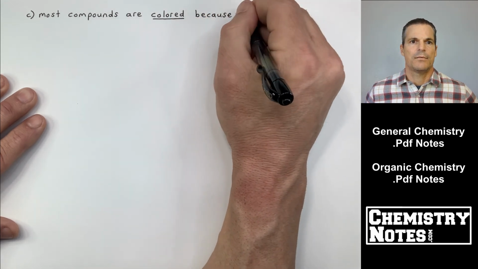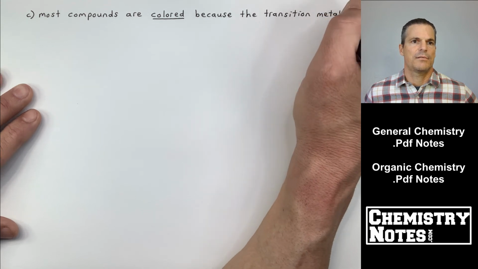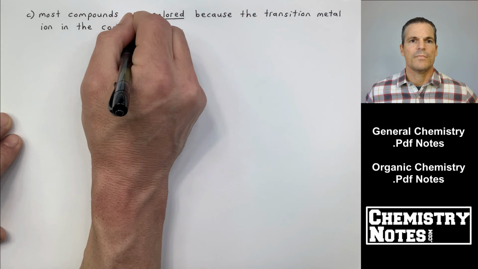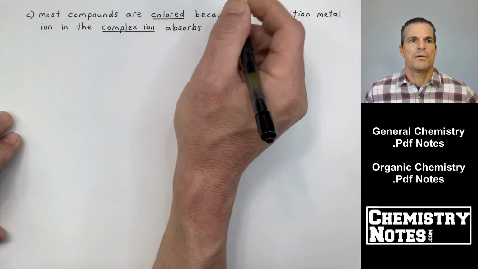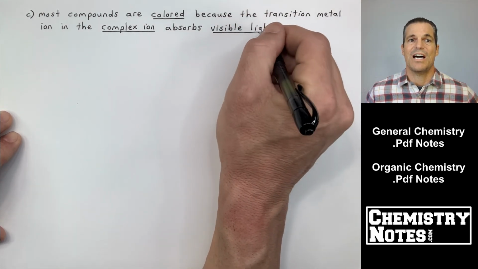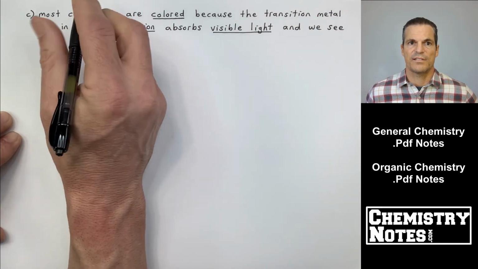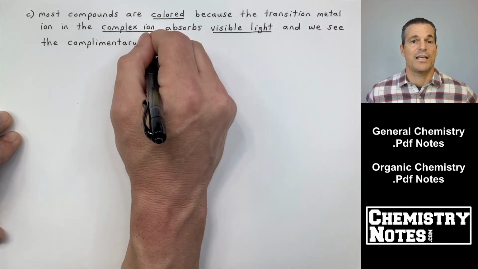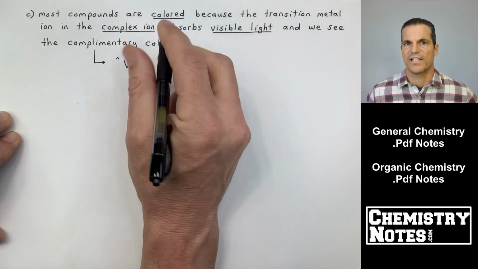All right, C. Most transition metal complexes, transition metal coordination compounds, are colored. Why is this? We'll go into a lot of detail on this later on. But most compounds are colored because the transition metal ion in the complex ion, like cobalt we just saw in the previous example, absorbs visible light. And what do we see? We see the complementary color of what's getting absorbed.